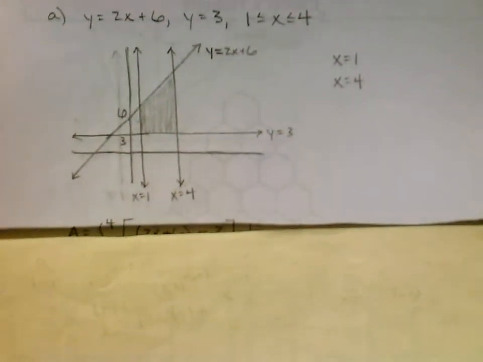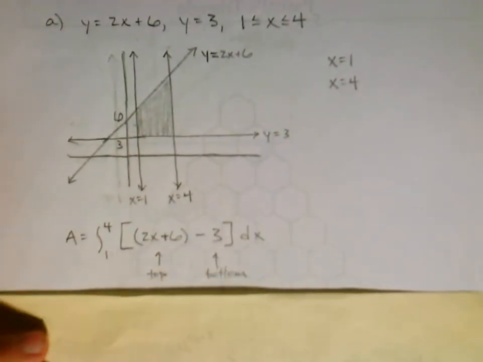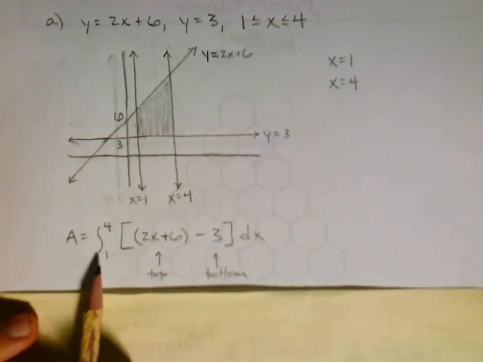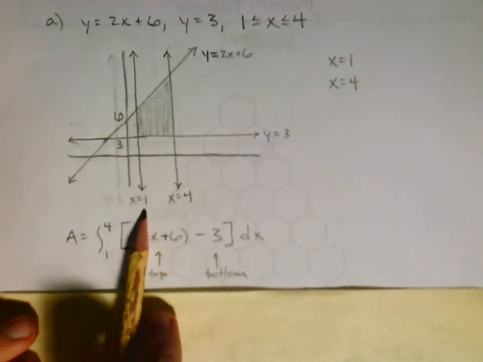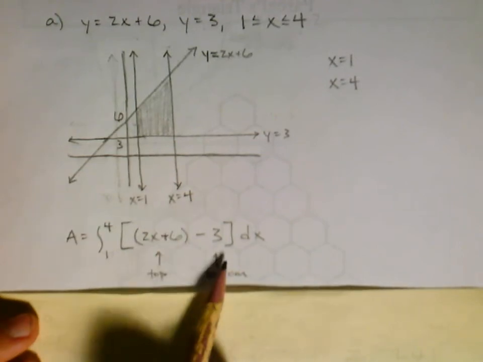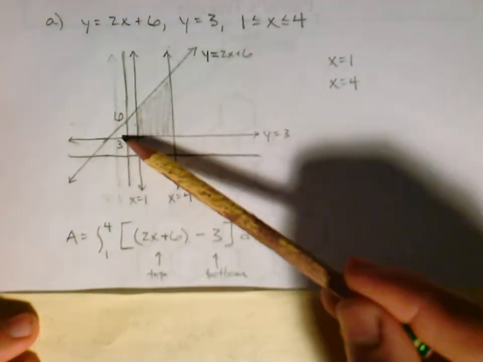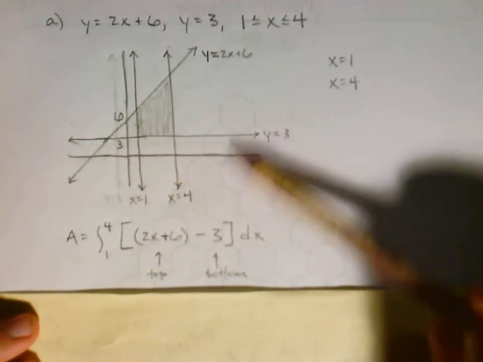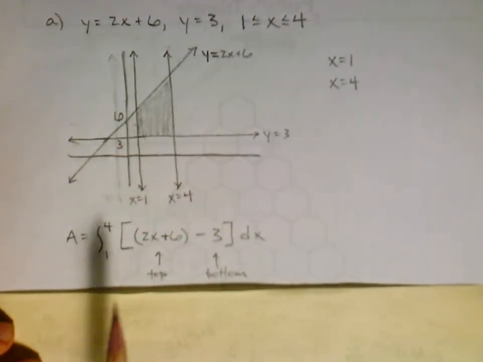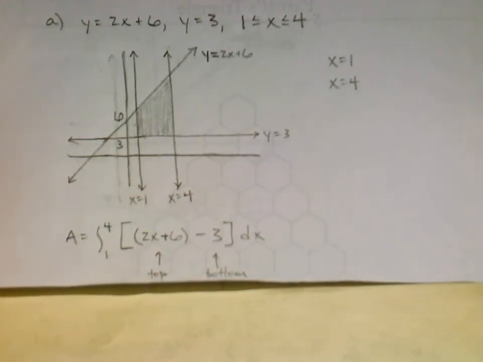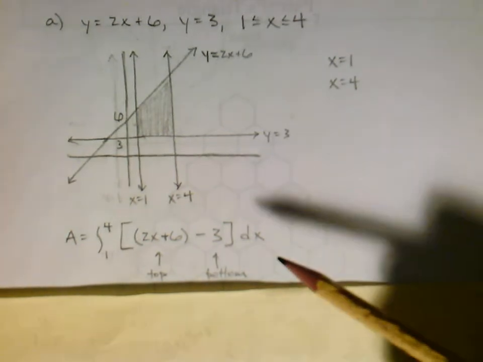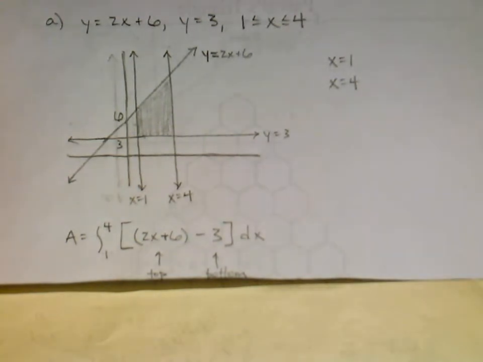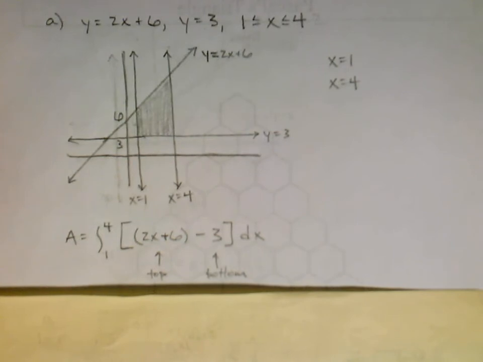I'm going to just pull this up a little bit. Let's go for the integral. So we say A equals area equals, the bounds are 1 to 4. That's where we start and end, 1 to 4. Top minus bottom. So of course the top here is the 2x plus 6. The bottom is the 3. So top minus bottom. That's really what's new about this section, is that now we've got to set these things up given what they tell us at the beginning. Then it's just a matter of executing the antiderivative.